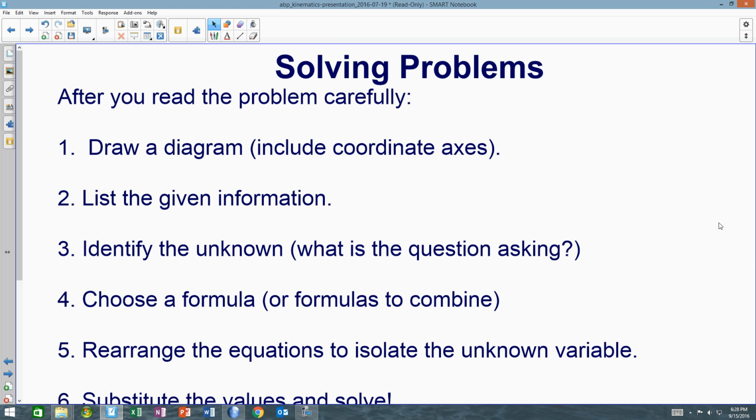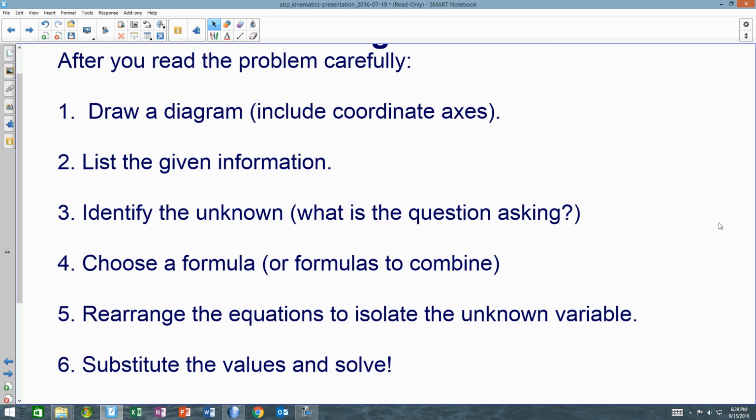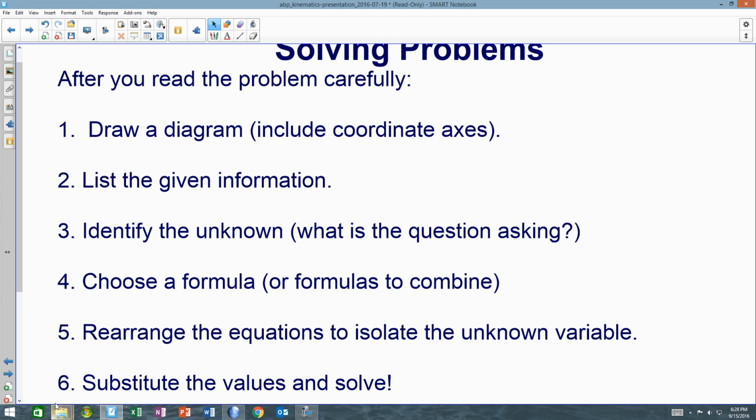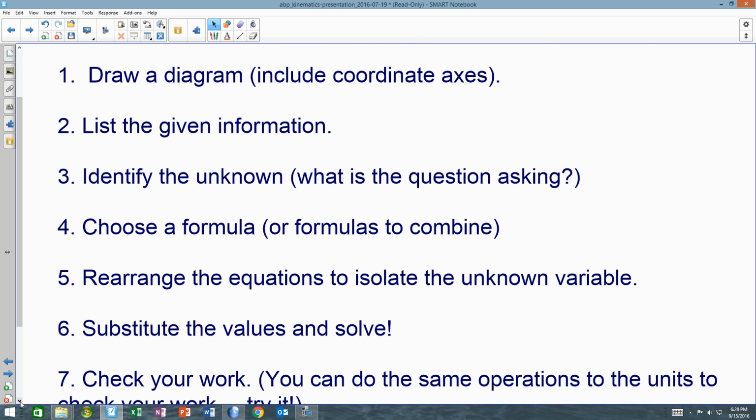Okay, so when you solve problems, you need to read the problem carefully. The next thing I recommend you do is draw a diagram. The reason for that is it's actually a really great tool to use when doing these problems. It also helps you to activate different resources in your brain that will help you solve the problems correctly. The next thing you want to do is list the given information and identify the unknown. Sometimes that list will help you think about formulas that you know.